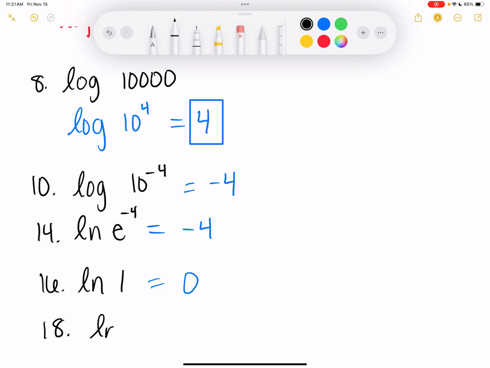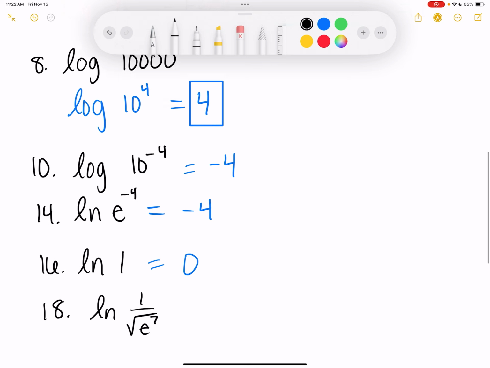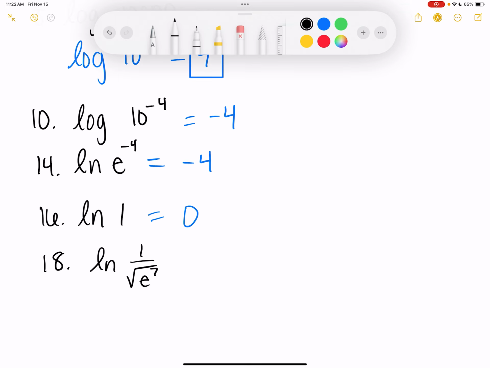Number 18. ln of 1 over the square root of e to the 7th. So I need to rewrite this one. How can I rewrite this 1 over the square root of e to the 7th? Wait, square root of... 1/2. So ln of 1 over e to the 7 halves, and then what?